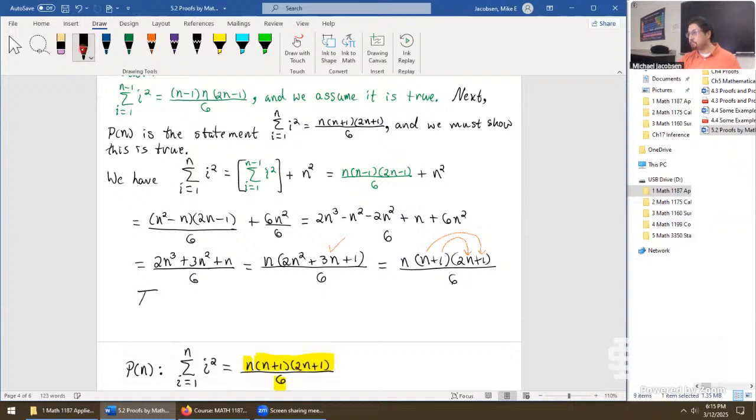This shows the assumption of Pn minus 1 being true implies the next statement, Pn, must be true as well. Briefly, we just say Pn minus 1 implies Pn. And so the proof is complete.